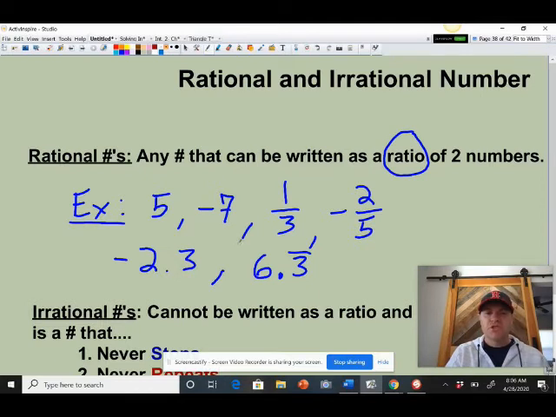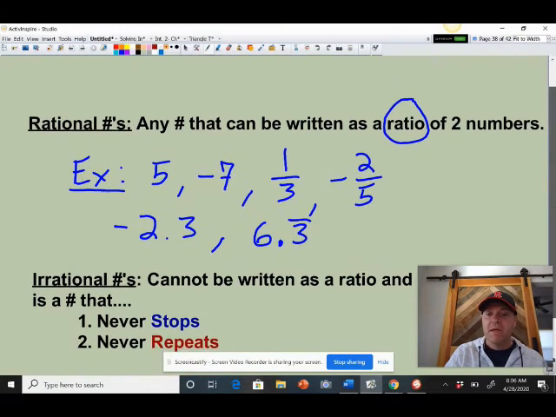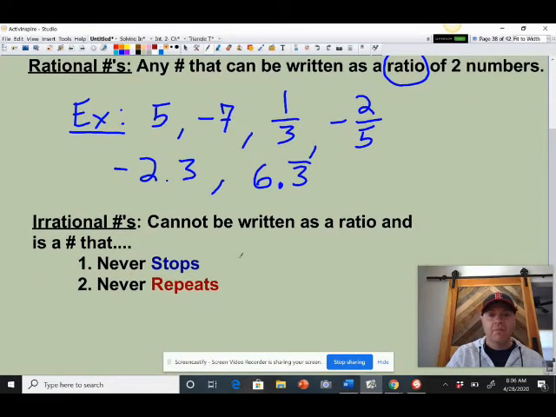So this seems like a huge chunk of numbers, positive, negative, whole numbers, positive, negative fractions. We've got decimals, but do we have all decimals? Can all decimals be written as a ratio or as a fraction? Not necessarily, because if those decimals never stop and never repeat, now we're talking about irrational numbers. So when we talk about this group of irrational numbers, it seems like it is a smaller group, but it's really not. There's just as many numbers in that group as well. It is anything that cannot be written as a ratio and is a number that never stops and never repeats.